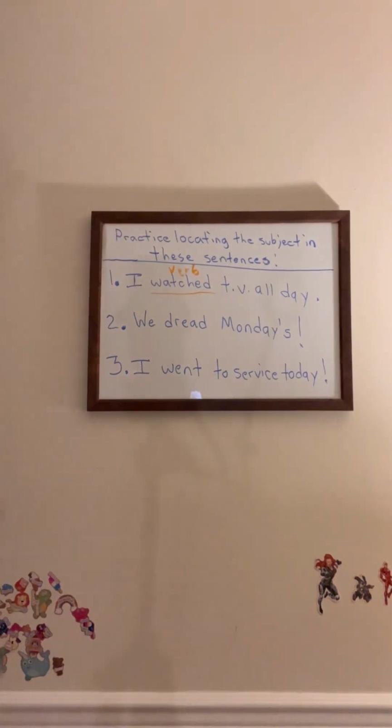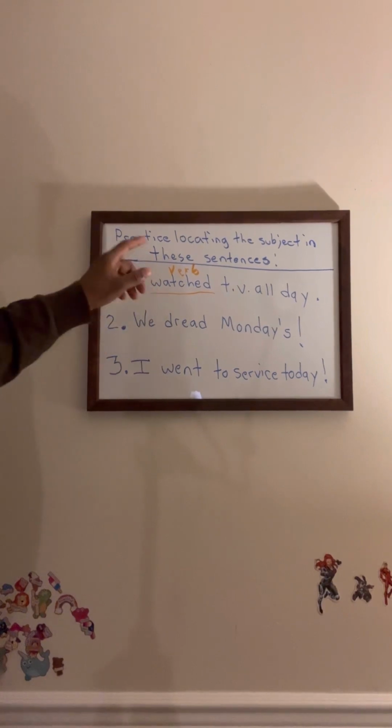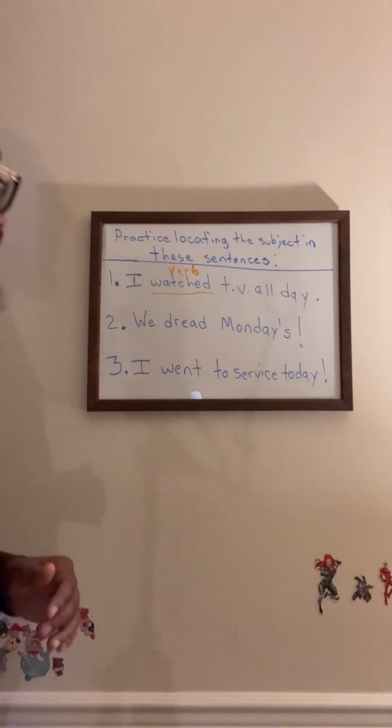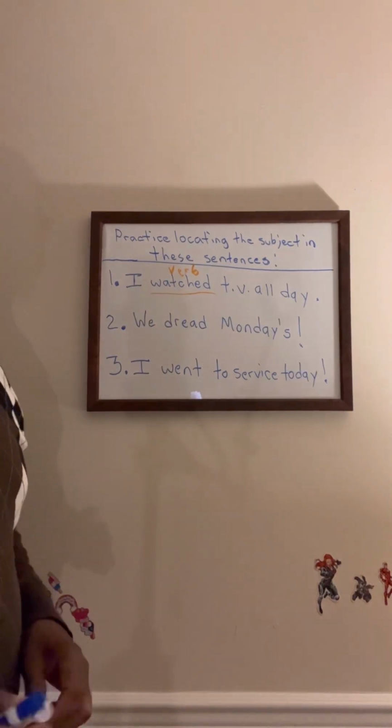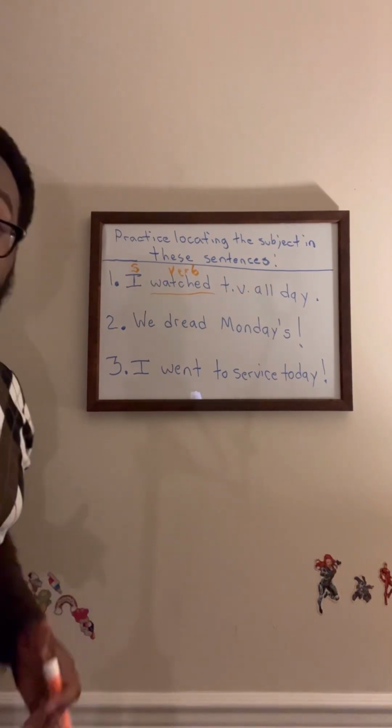So let's look at three sentences. I've located the verb for you in the first sentence. We're looking for who or what is doing the verb in each sentence. Number one, I watched TV all day. Who's doing the watching? Correct. I is doing the watching. So I is the subject of the sentence.